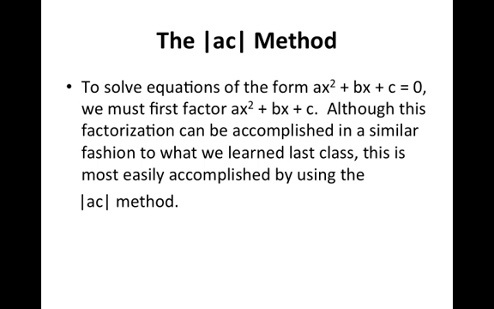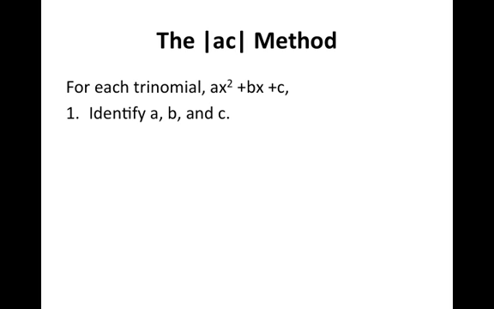Now, today we're going to be using something called the AC method. To solve equations in the form ax squared plus bx plus c equals 0, we must first factor ax squared plus bx plus c. Although this factorization can be accomplished in a similar fashion to what we learned last class, this is most easily accomplished by using the AC method. And notice I have absolute value bars around the AC because really we're looking at the absolute value of AC.